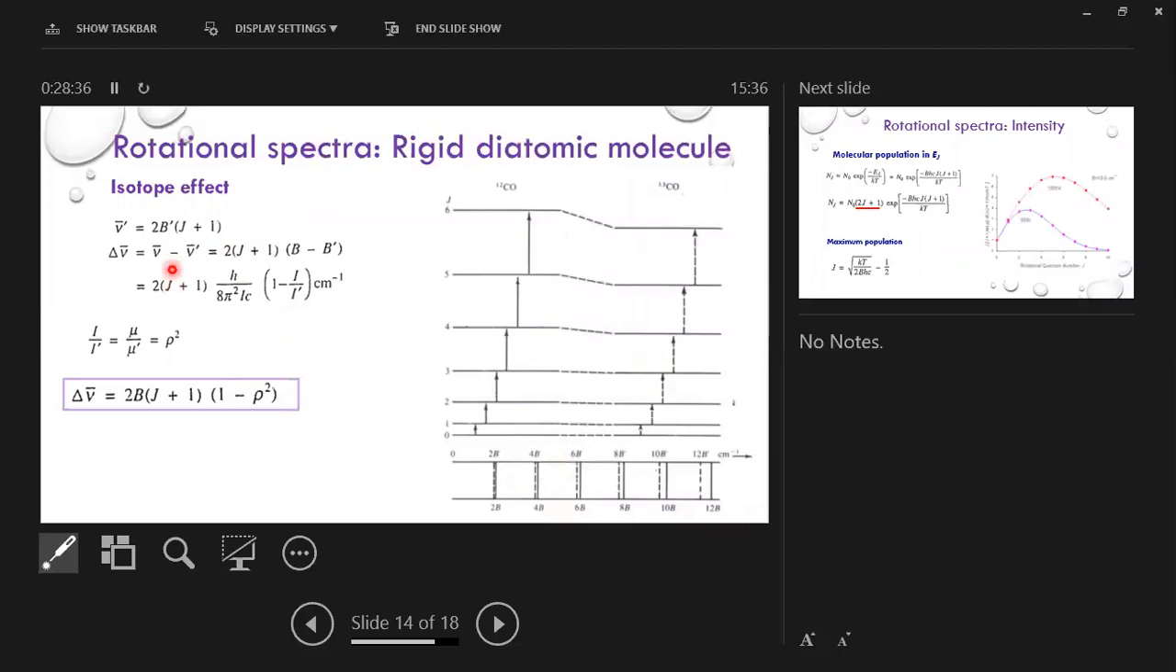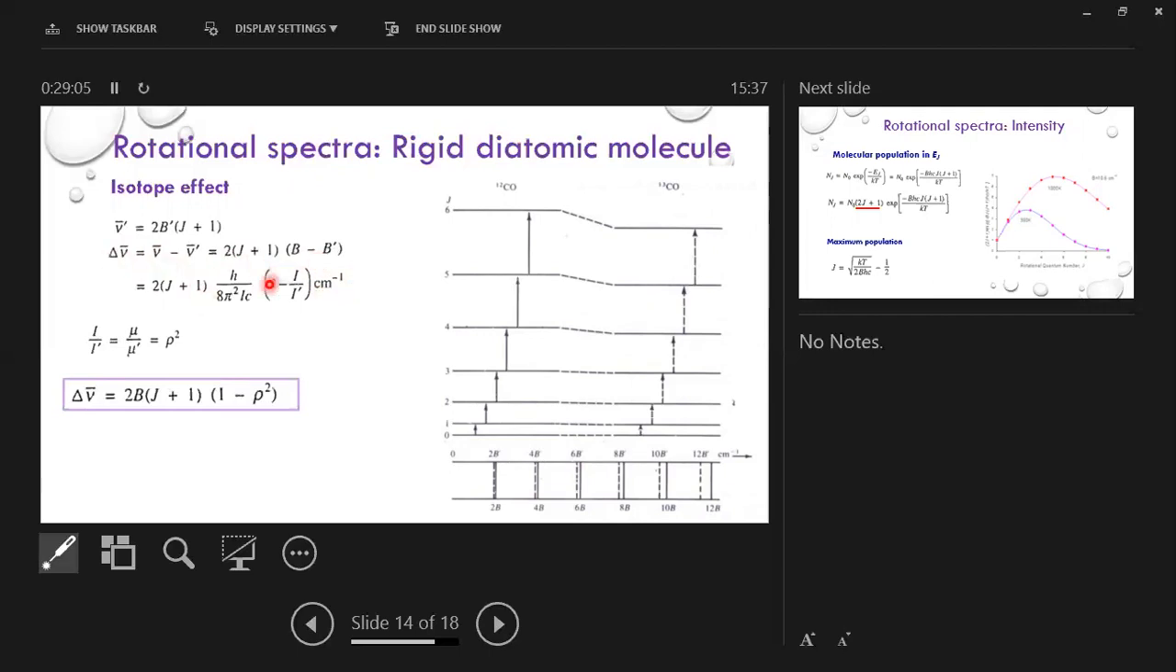So if we take the new value as B dash instead of B, suppose for the molecule say HCl, when Cl equal to 35, the rotational spectrum has wave number nu bar that will be twice B into J plus 1, and for HCl when Cl is substituted by Cl37, this is 2B dash into J plus 1. So the equation will be this, the shift in the frequency.